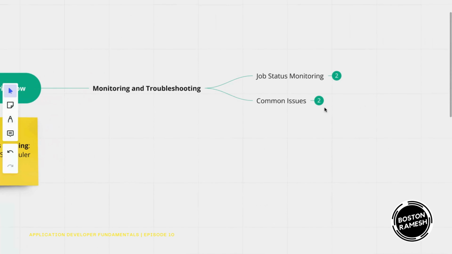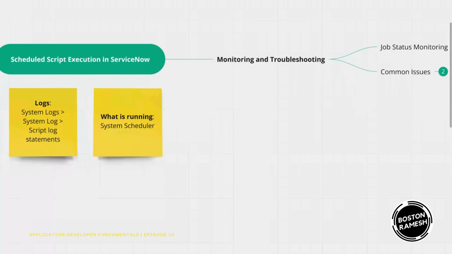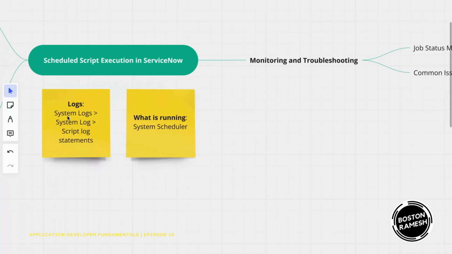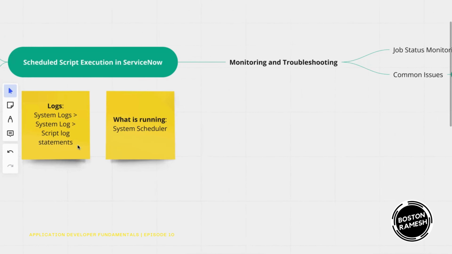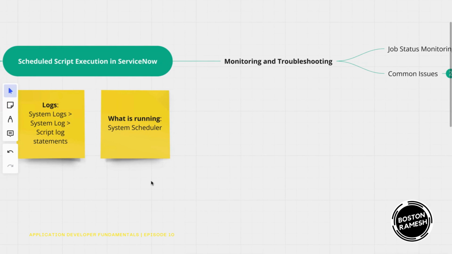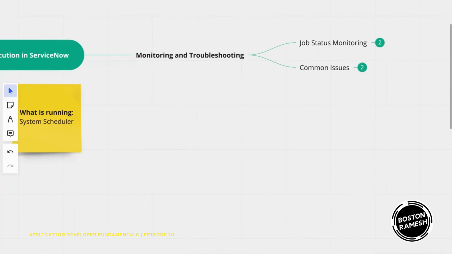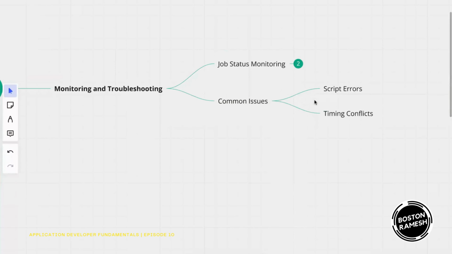Once you have set something like that up, a ServiceNow administrator will look at the status of these jobs. The logs can be checked from system logs, and in the script log statements we can look at what happened when these scripts were executed. We'll know if it failed, or if it succeeded and what the message is, based on what we configure. If something is running, we can go into the system scheduler and look at what is running currently.